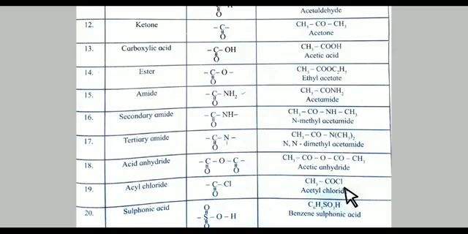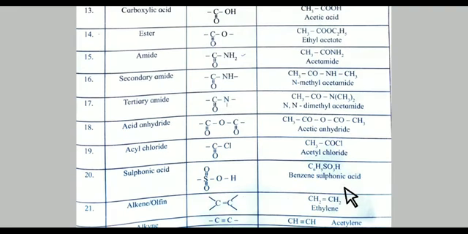Students, in place of CH3, you can use any one of the alkyl groups. It is not necessary that you have to use CH3. Here, for simplicity, we are using CH3, but in place of CH3, you can use any one of the alkyl groups. Next is sulfonic acid, and the formula of sulfonic acid is S double bond O, OH, and you can write it SO3H. For example, an aromatic ring is used here, means C6H5SO3H. The name of this compound is benzene sulfonic acid.